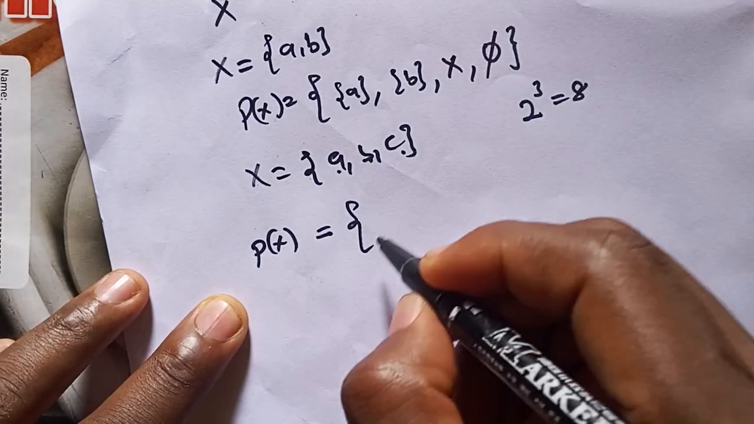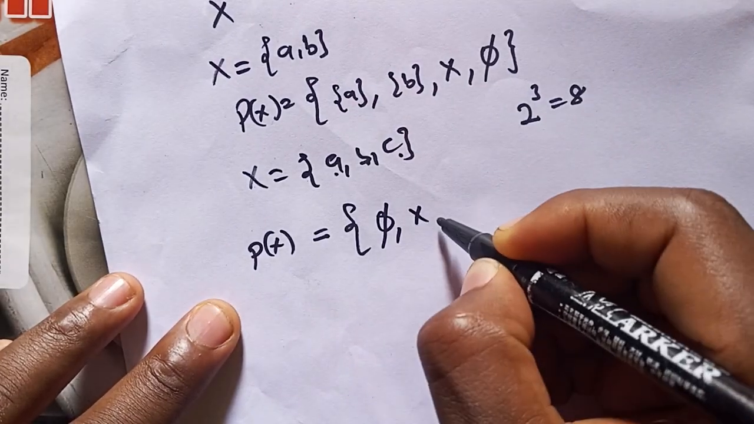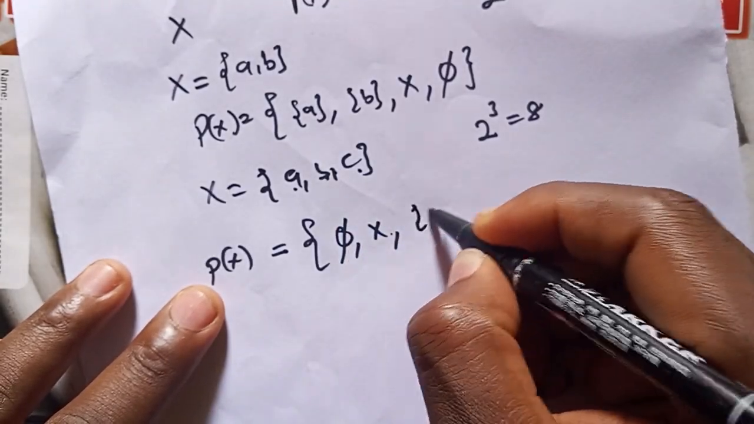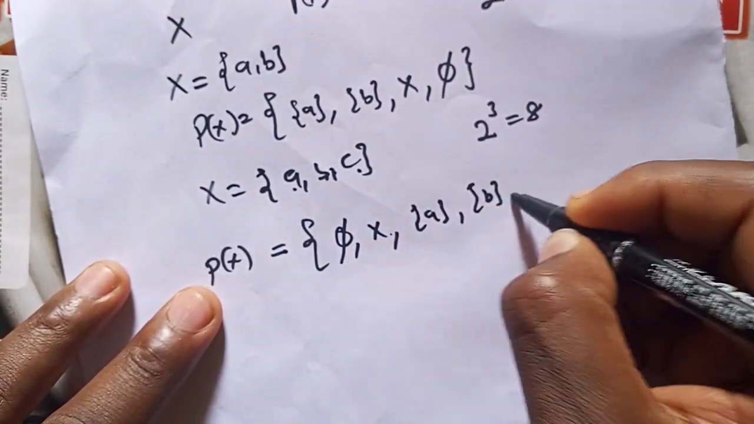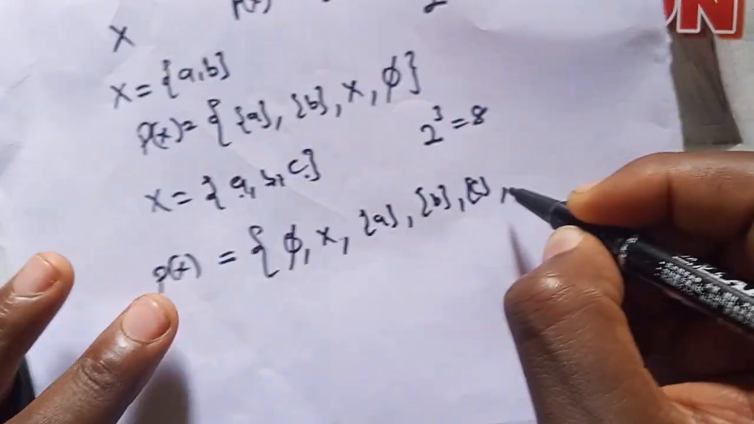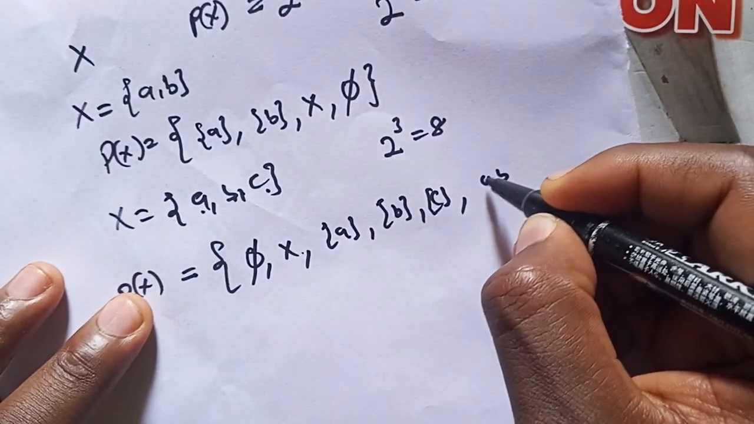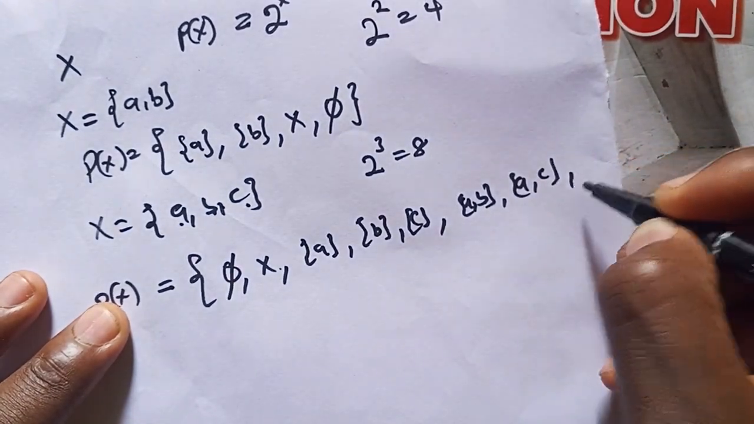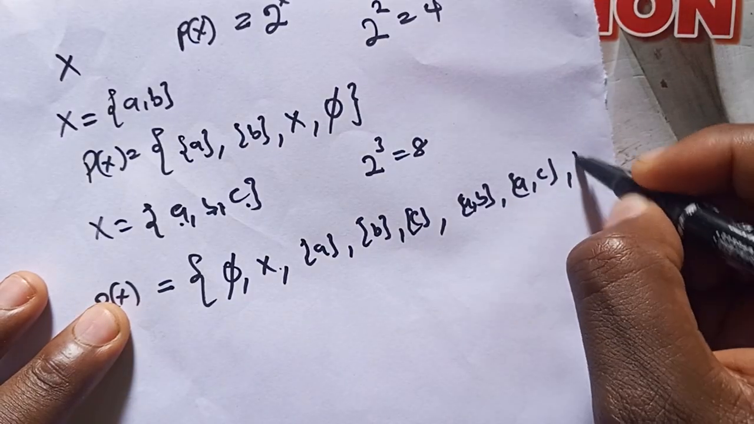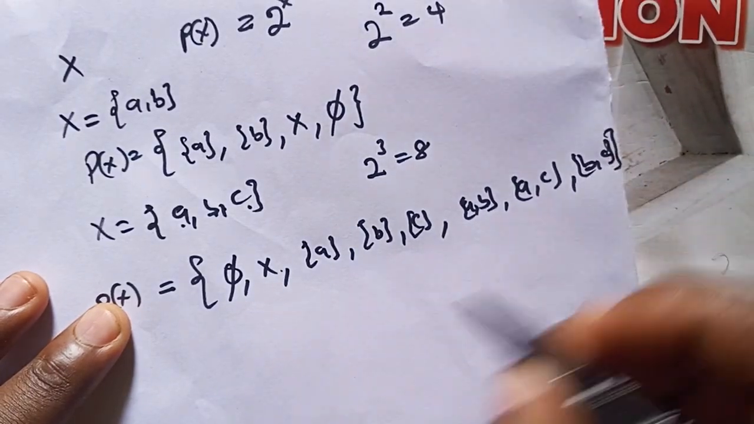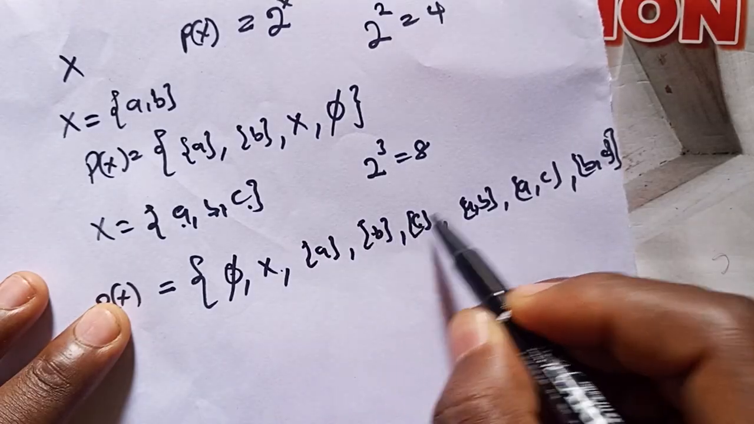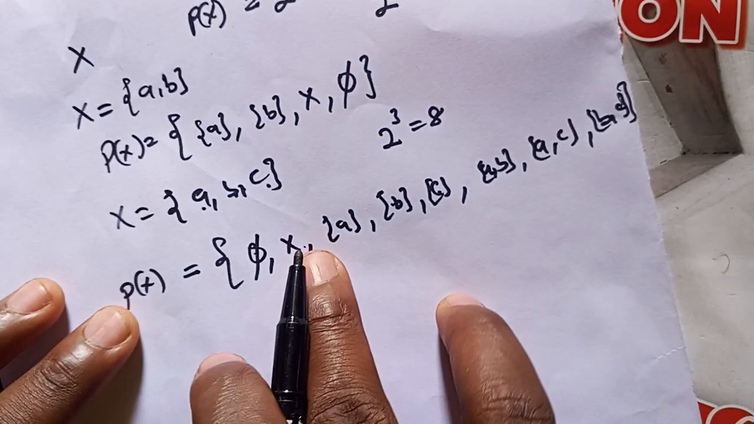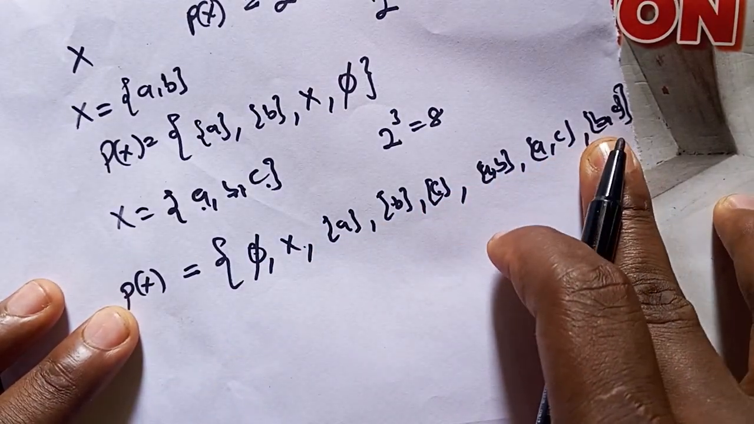So let's form this. We're going to have the empty set. We're going to have the set itself, since the set itself is a subset of X. We're going to have singleton {A}, singleton {B}, singleton {C}. We're going to have the set {A, B}, the set {A, C}, and also the set {B, C}. Let's check if this is 8: 1, 2, 3, 4, 5, 6, 7, 8. And of course, that is it. So that's the power set. The power set is simply the set of all the possible subsets of this set X.